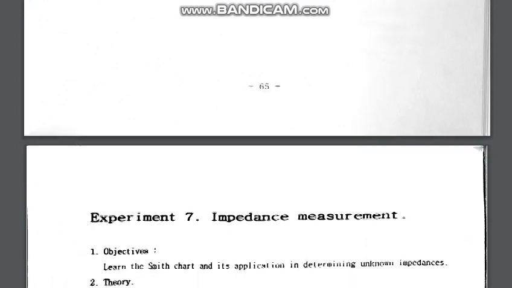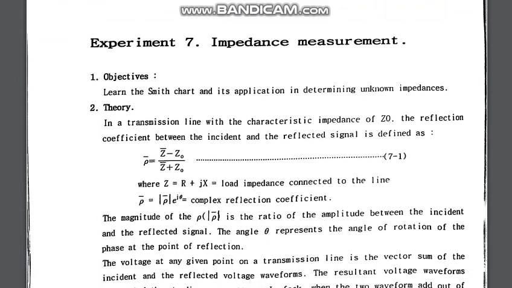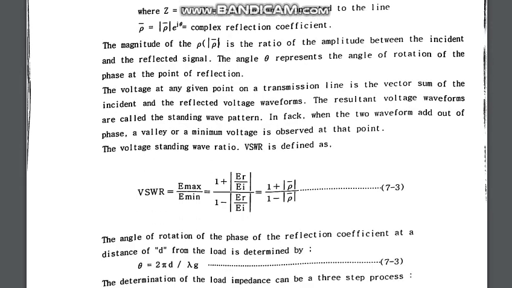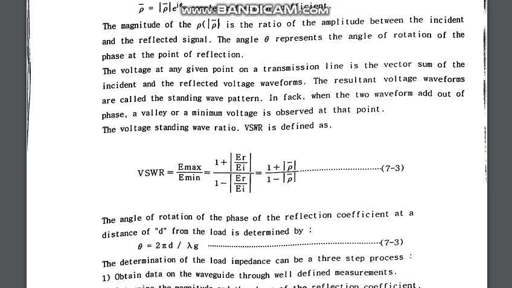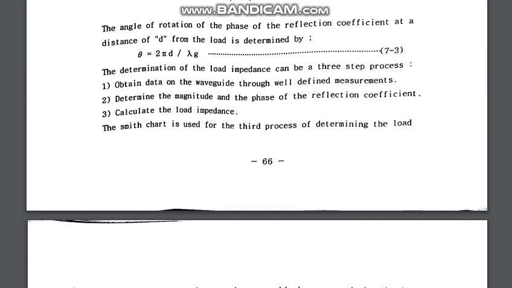Now in the seventh experiment, that is the impedance measurement, we have to learn the Smith chart and its application in determining unknown impedances. That is the reflected signal, that is the reflection coefficient. The equation is the very theory that we have learned in the previous theory parts. So that is the VSWR, as you can see here, and we have to obtain the data through well-defined measurements, determine the magnitude and phase of the reflection coefficient, and calculate the load impedance.